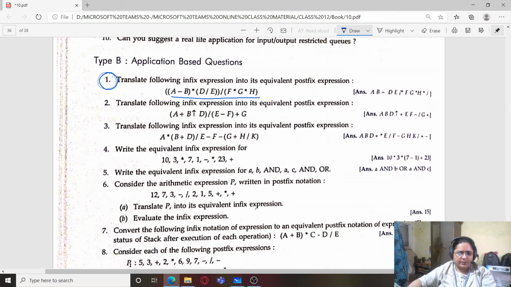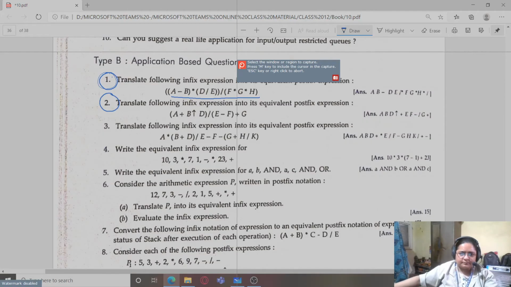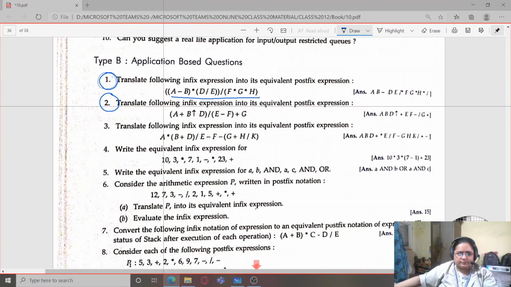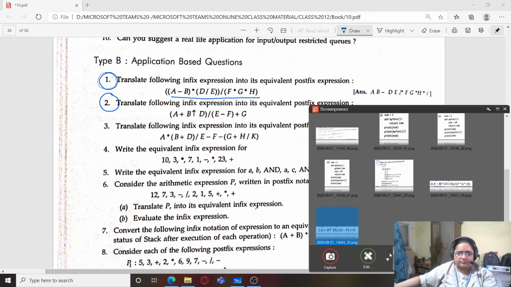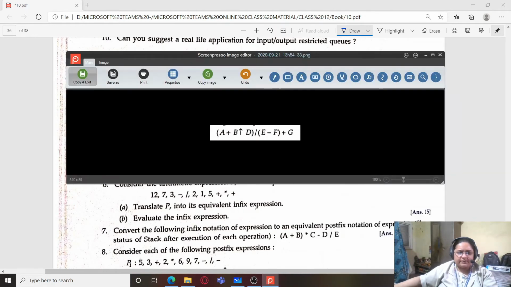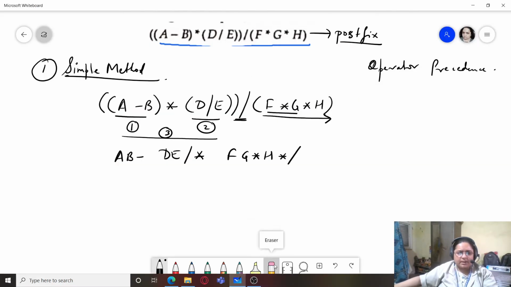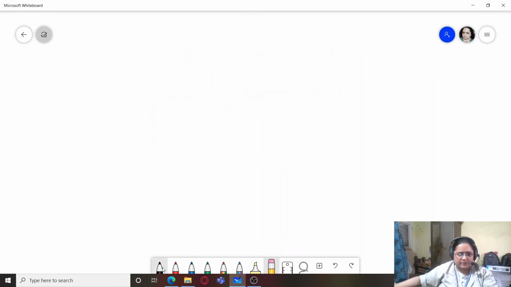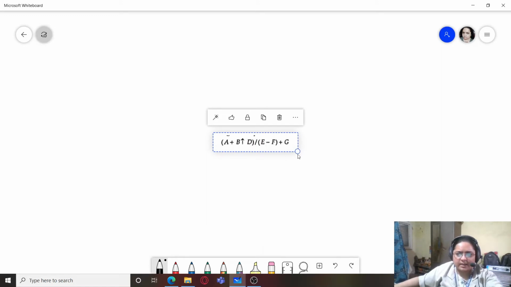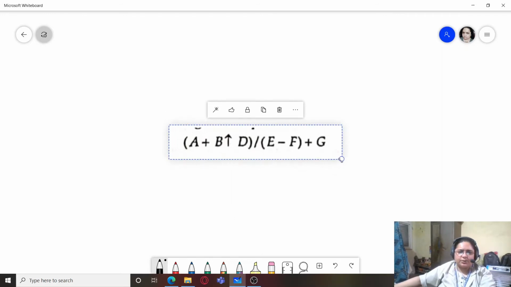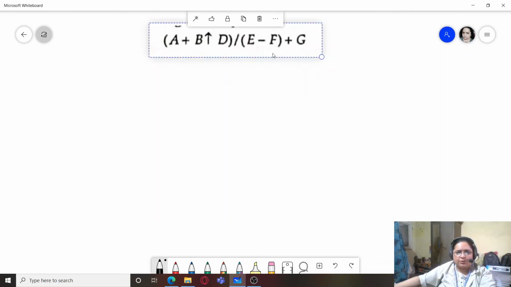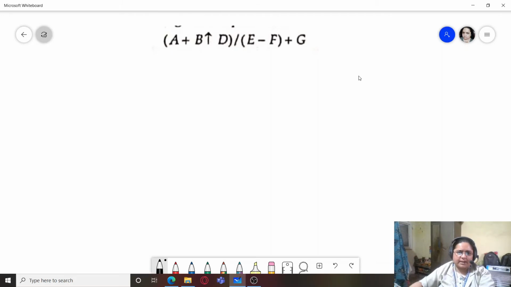Let's take the second question and we will be solving this using the stack method. In the exam, if nothing has been mentioned, then you can solve it using any method, simple method also and stack method also. But if it has been specifically mentioned to use a stack method or not to use a stack method, then you have to stick to that. So now we will be doing it using the stack method.